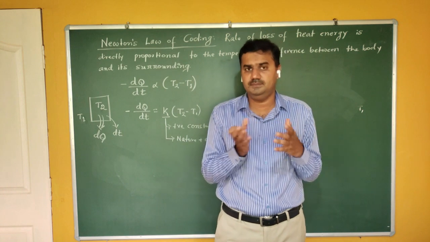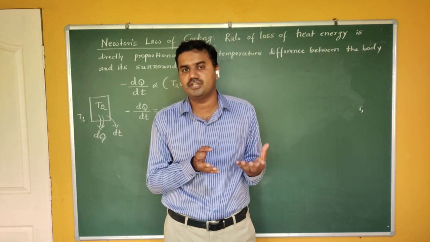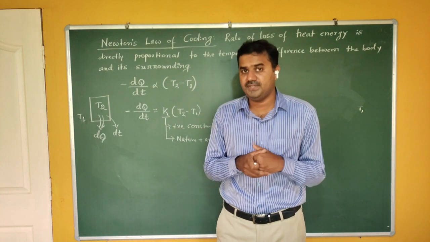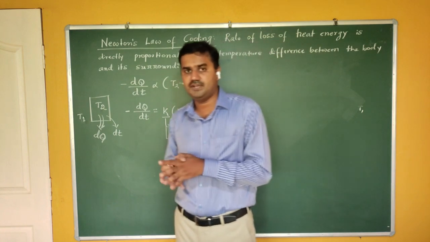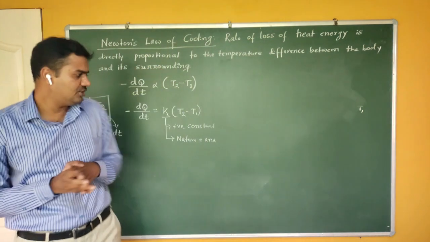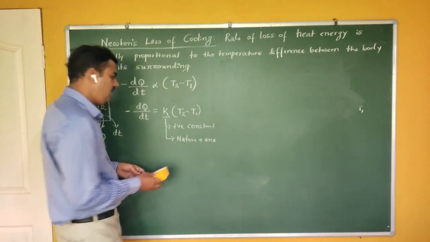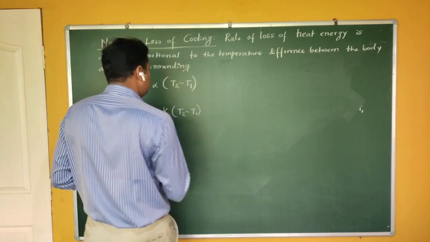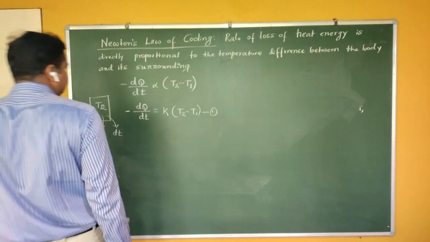As you know, if you take black and white, then black liberates more heat energy compared to white. Likewise, the rough surface liberates more heat energy compared to the polished surface. Therefore, it also depends on the nature of the surface. Therefore, k is a constant that depends on the area and the nature of the surface. So let me call this equation 1. This equation I am getting from Newton's law of cooling.